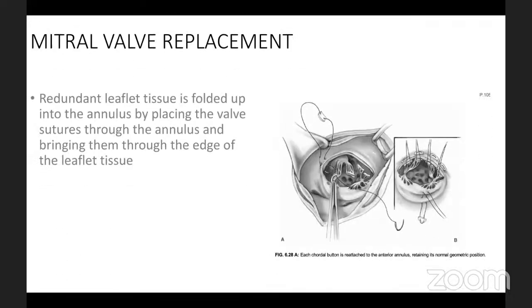Redundant leaflet tissue is folded up into the annulus by placing valve sutures through the annulus and bringing them through the edge of the leaflet tissue.